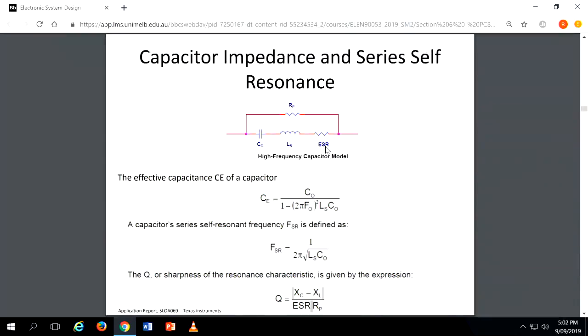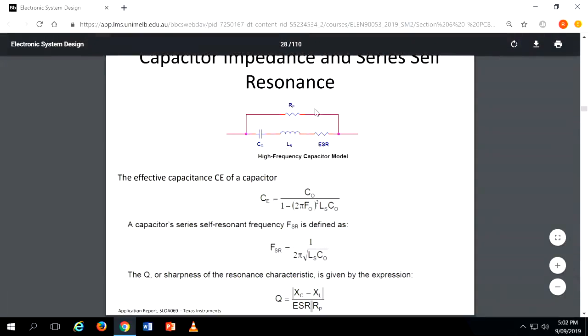Your impedance of the capacitor is 1 by 2 pi fC. When the frequency increases, your impedance is decreasing and should become 0. It is not happening. After some time it is going up. So we have to explain why that is going up. That is the reason we have to take into account all these parasitic components. So effective capacitance equals C0, that is the value at low frequency, divided by 1 minus (2 pi F0) the whole squared, Ls into C0.